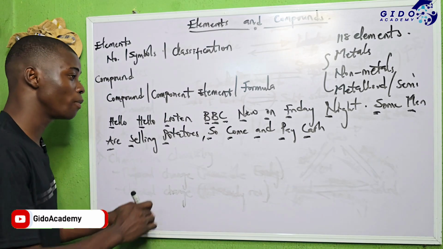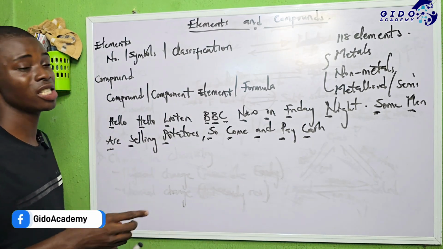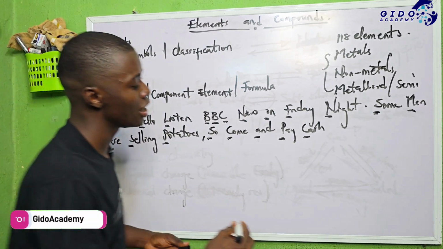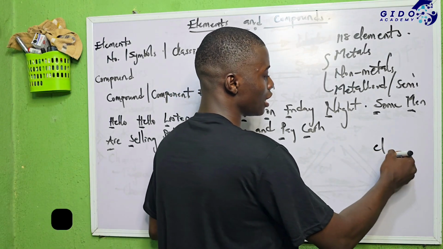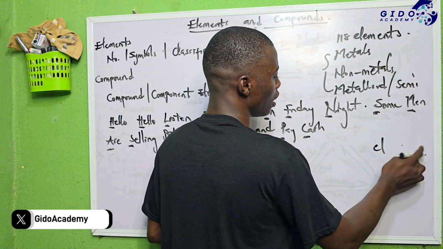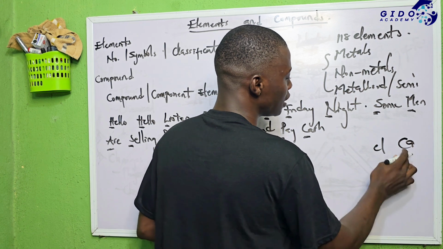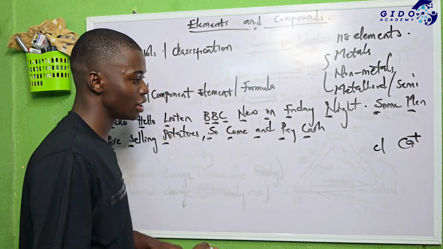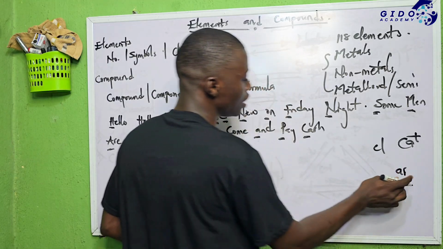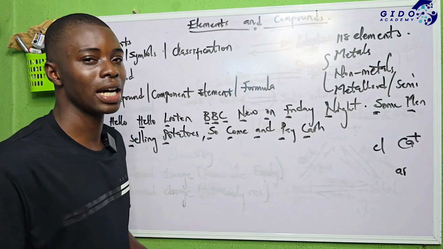But that's just by the way. What I even find so interesting is that most of those students that are writing WAEC, they write chlorine like this. This is not chlorine. This is Cl. They write calcium like this. This is not calcium. This is Ca. Just put C there so it can be correct. They write argon like this. That's not argon.